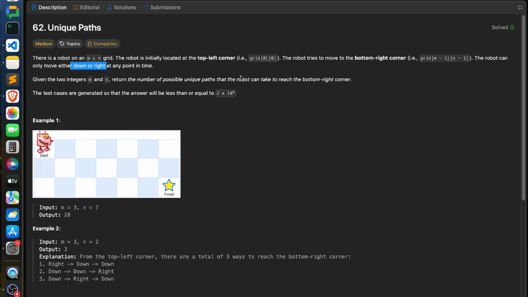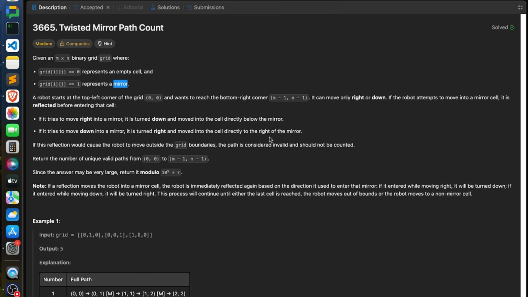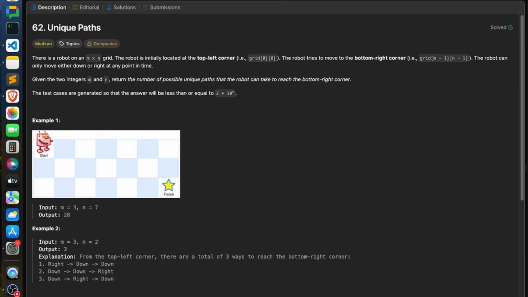So I would highly recommend solving the unique paths problem first, on LeetCode itself, and then we can jump to this problem. So yeah, let's see how we can approach this problem. If you had solved the easier version of the problem, you had to find out the number of ways to reach from the top left cell to the bottom right cell without any mirror and reflection, just a basic move either right or down, right?